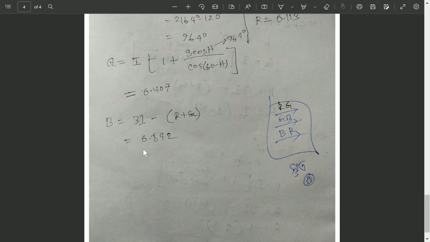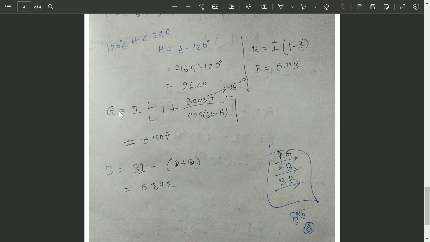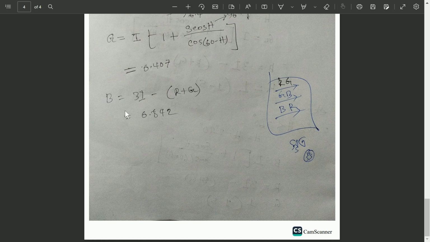And finally, we are finding the value of B, which is equal to 3I minus R plus G. We have already got the value of G and the value of R, and we know that the value of I is equal to 0.454. So if we put the values in here, we get the output, and this is 0.842.